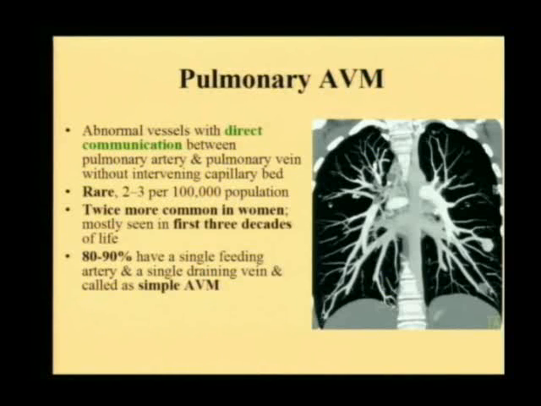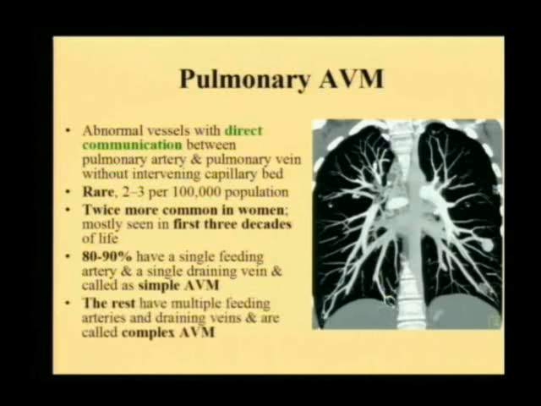Usually what happens is that there is a single feeding artery into this malformation, and there is a single draining vein which drains into the pulmonary vein. So a single feeding artery and a single draining vein forms a simple pulmonary arteriovenous malformation, which is seen in the majority of patients. Occasionally there may be more than one feeding artery and or more than one draining vein, when it is referred to as a complex pulmonary arteriovenous malformation.